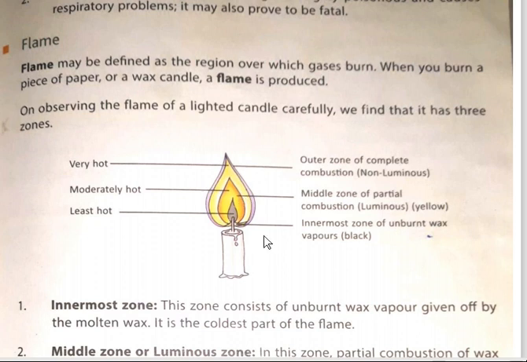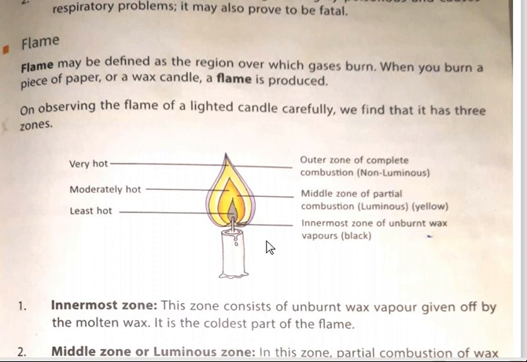The outer layer is called the layer of complete combustion. The middle layer is called the layer of incomplete combustion, and the innermost layer is simply there for melting of wax, that is, changing of wax into wax vapor.